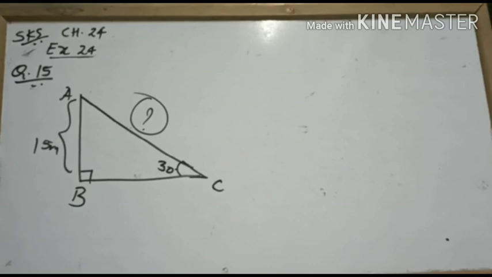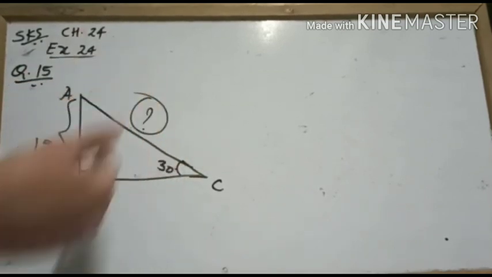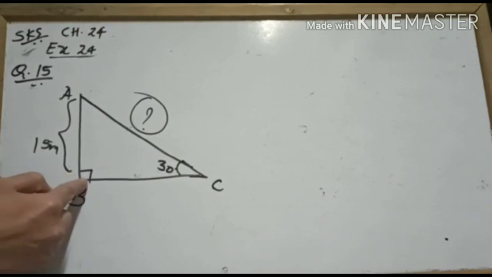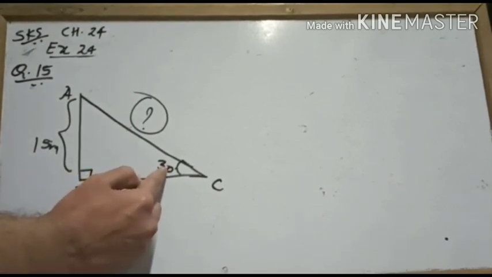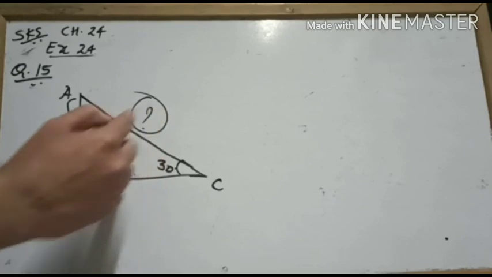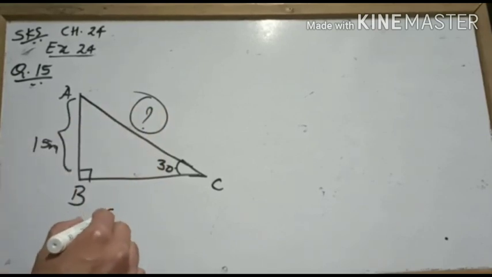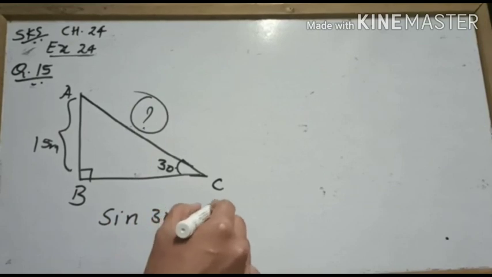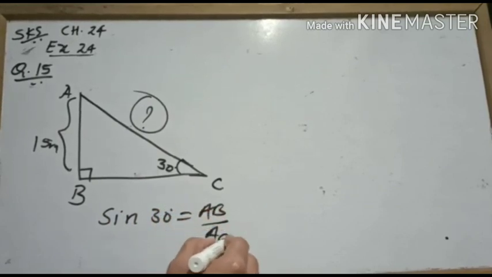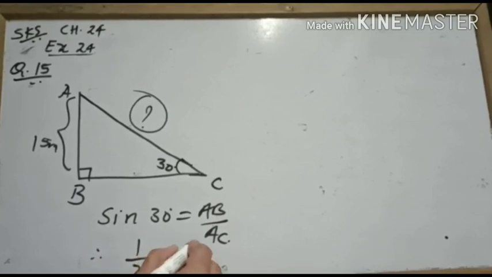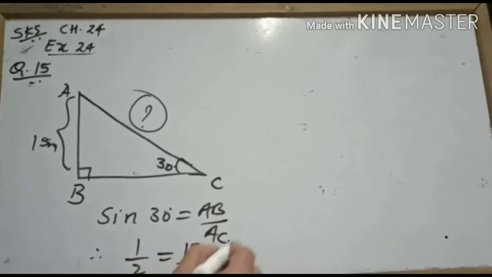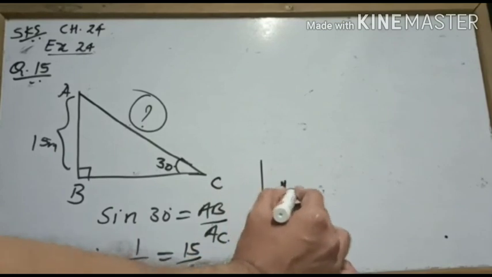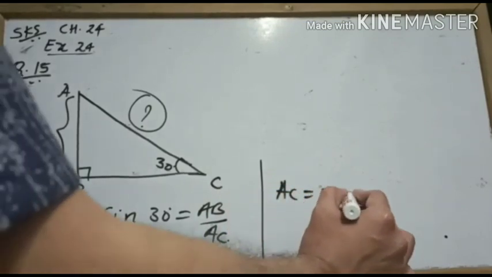Now dear friends, if you know how to calculate it, very simple. One angle is right angle, here 30. This is opposite side, we are supposed to find out hypotenuse. So sine of 30 will be equal to AB over AC, right? Sine 30 will be half, AB is 15, AC is unknown. Ultimately, value of AC will be equal to 30 meters.